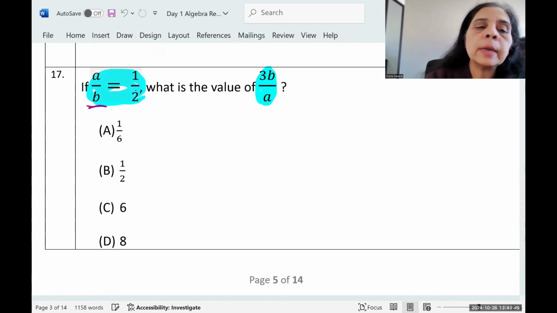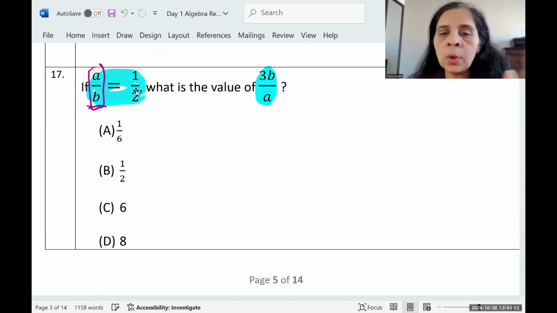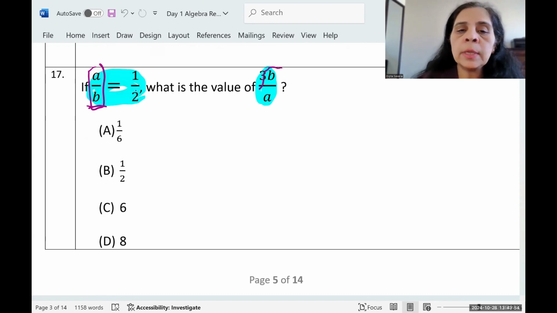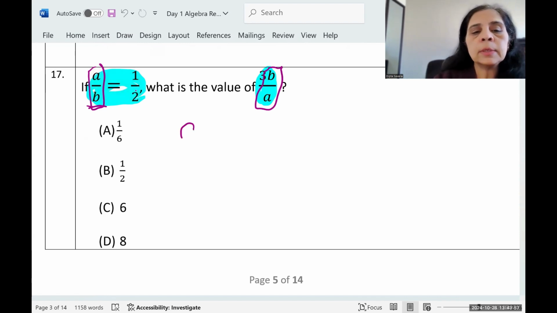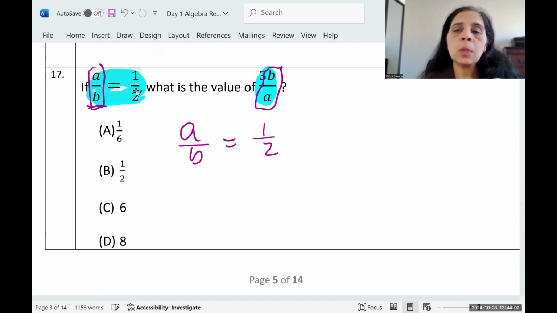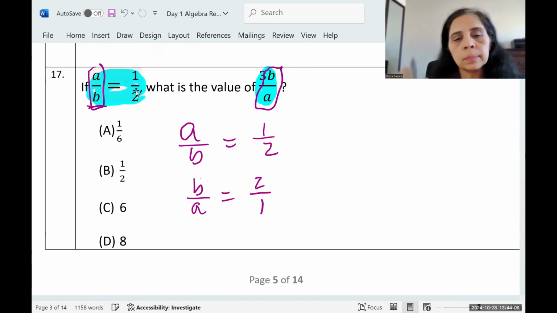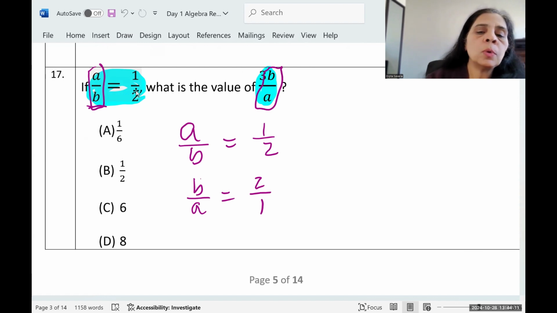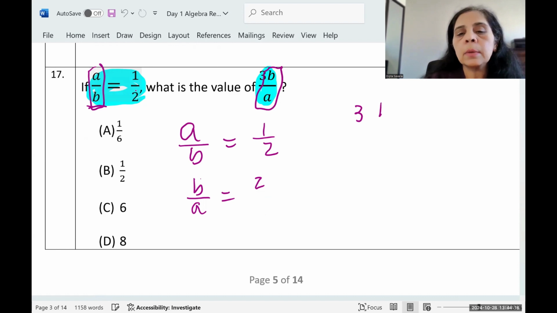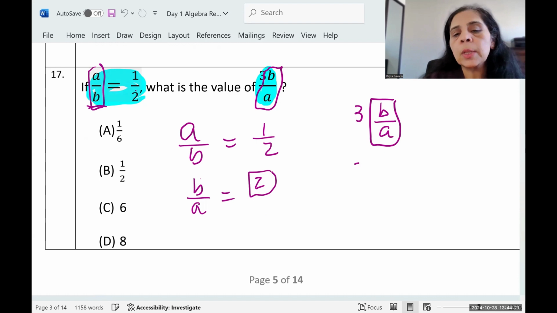I will compare. On this side, we have A over B, which is given, and in the question it is flipped. So I will just keep A over B, and it's already solved for this, right? If I flip the left-hand side, I have to flip the other side too. So B over A equals 2 over 1. Now 2 over 1 we can simply write as 2. So now we can just plug in. Instead of this, we can write 2. So 3 times 2 is 6, and that's it.